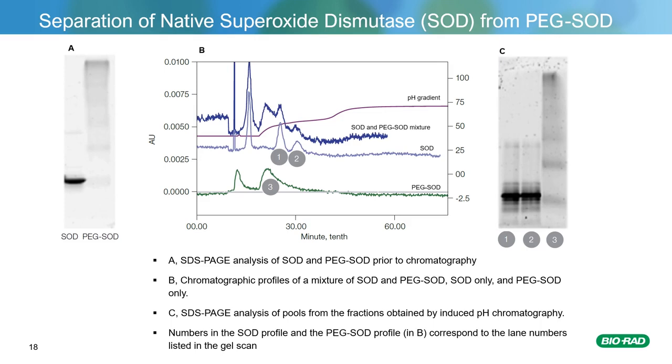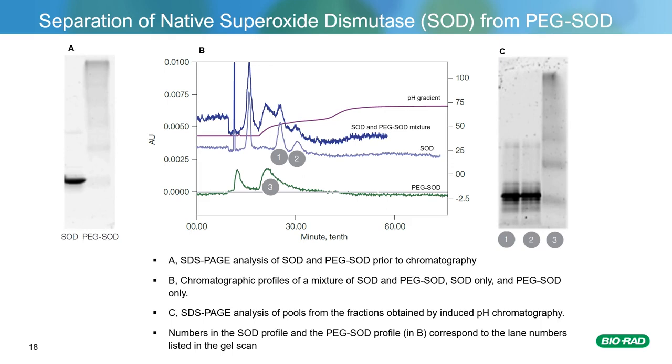Chromatography of SOD on Unosphere S resulted in 2 major peaks, which presumably correspond to 2 charged isoforms of the native protein, since only 1 band was visible by SDS-PAGE analysis. PEG SOD eluted as 1 major peak and was confirmed to be that of PEG SOD.